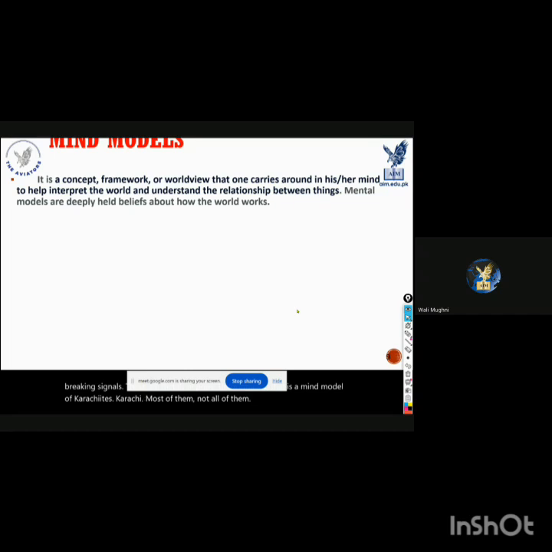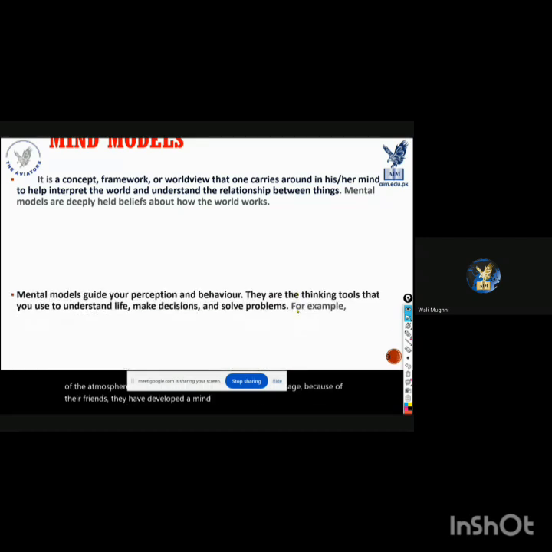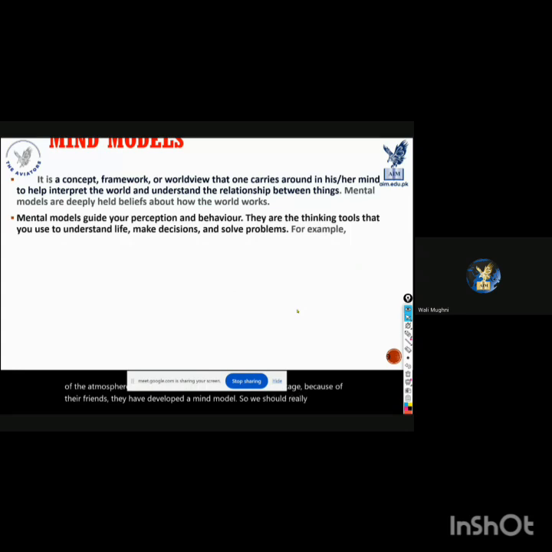Now, this is their mind model, and it has developed over a period because they have been driving in such an atmosphere. But when they go to Pindi, policing is so strict that you cannot escape any traffic violation. So their driving changes. Likewise, every student has a mind model because of their upbringing, because of the atmosphere they have grown up in, because of their parentage, because of their friends. So we should really identify the mind models of your students.